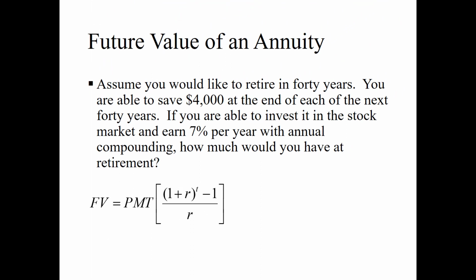So let's look at our inputs here. Our PMT is going to be $4,000. Our T is going to be 40, or 40 times 1, and we again use 40 times 1 because there is 1 year in a year. Our R is going to be 7% divided by 1, or 0.07 divided by 1. Again, because we have to get a periodic rate, but in this case we're dealing with years, and so we just divide by 1.